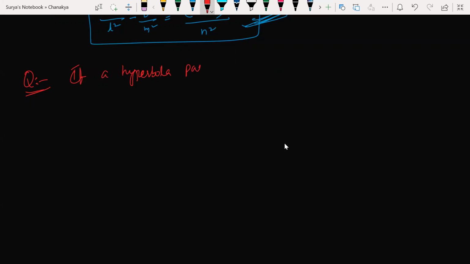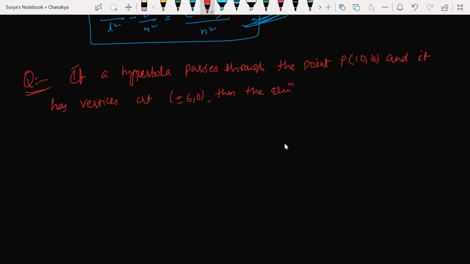So if a hyperbola passing through the point P, which is (10, 16), and it has vertices at (±6, 0), then the equation of the normal to it at point P. The equation of the normal at point P. This is a JEE 2020 question.